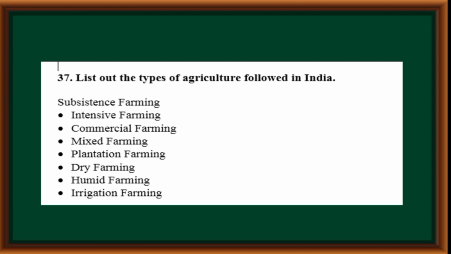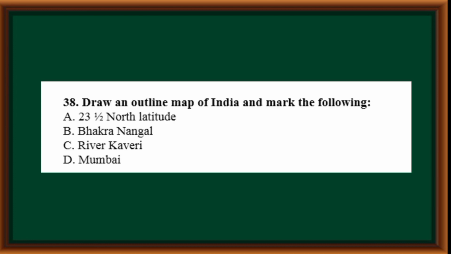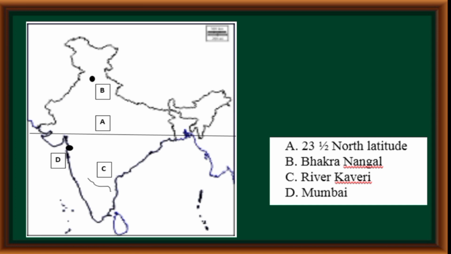List out the types of agriculture followed in India: subsistence farming, intensive farming, commercial farming, mixed farming, plantation farming, dry farming, humid farming, irrigation farming. Draw an outline map of India and mark the following: A. 23.5° north latitude. B. Bakranangal. C. River Kaveri. D. Mumbai.